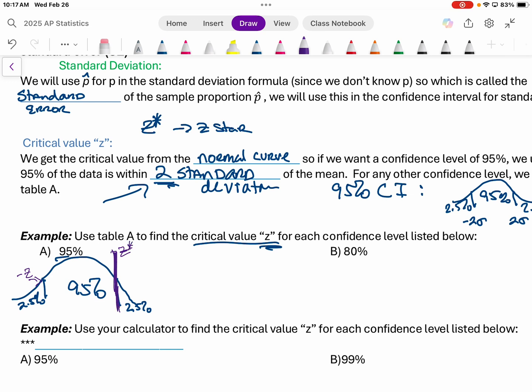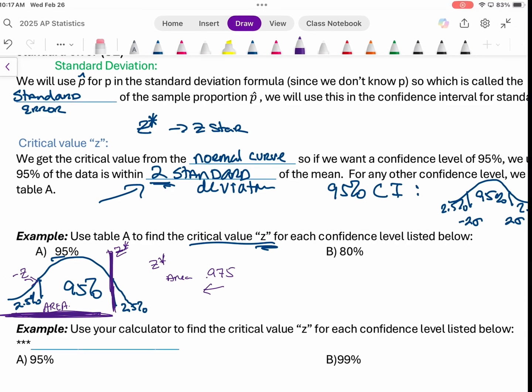So with that in mind, if I'm at this Z star on the right-hand side, technically how much of the area is to my left? How much area is over here to the left of it? 97.5, right? So with that in mind, I want to figure out what is the Z star associated with an area of 0.975 to the left.